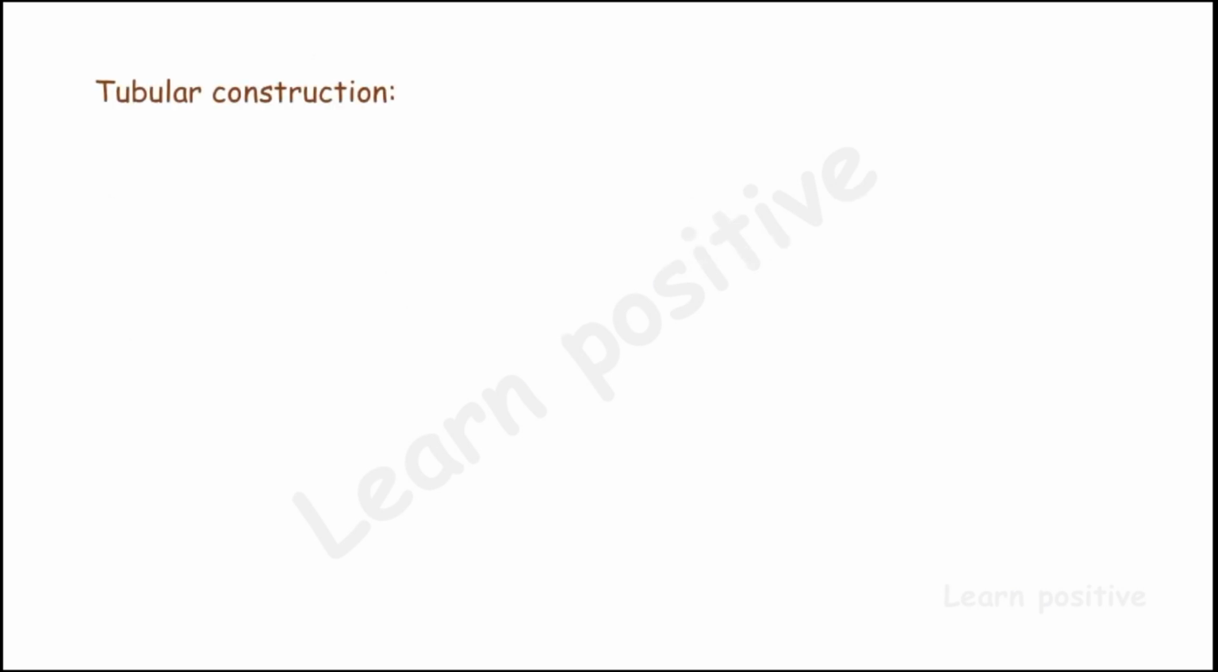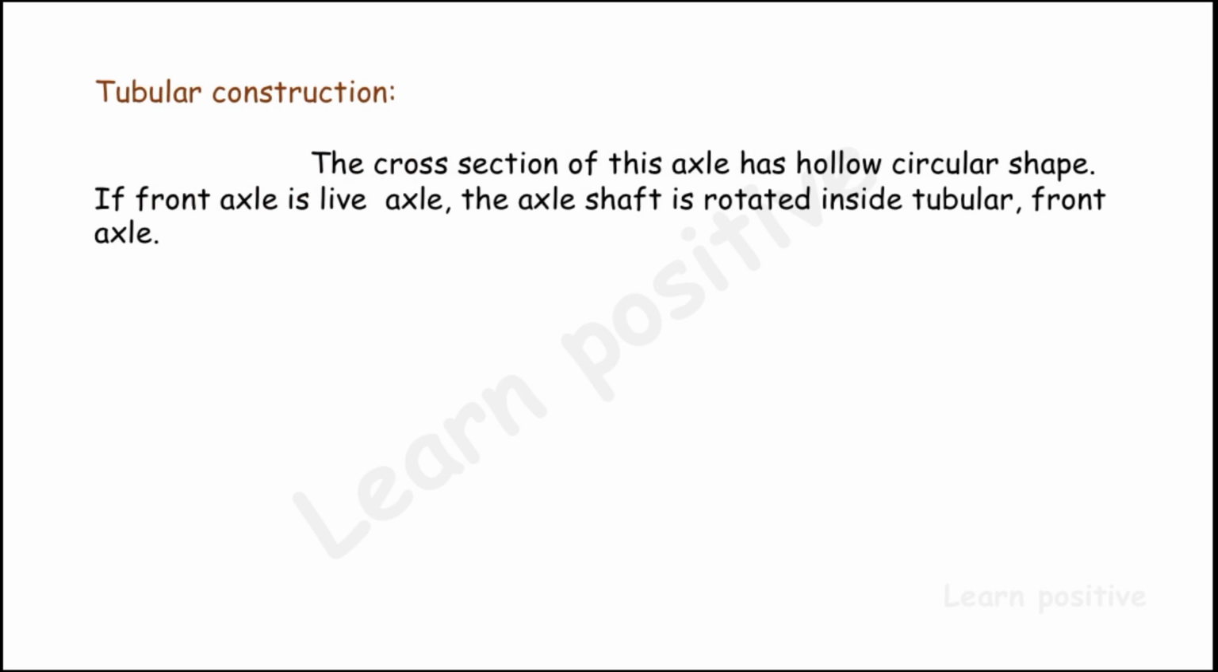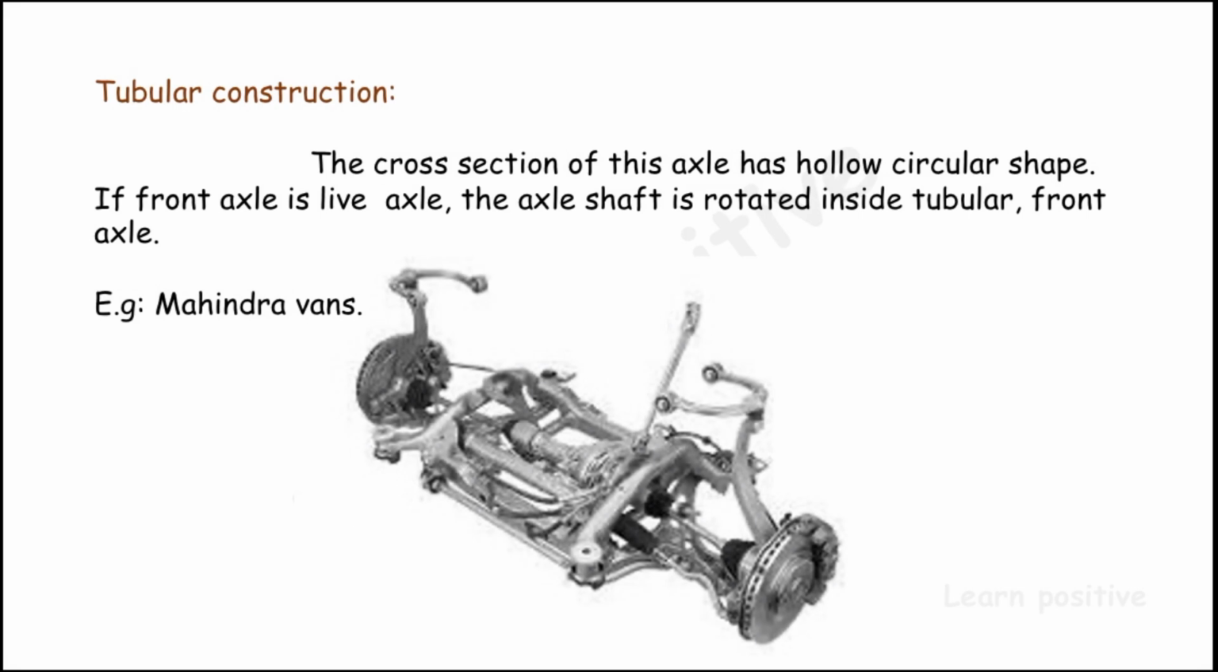Then tubular construction. In tubular construction, the cross section of the axle has a hollow circular shape. If the front axle is a live axle, the axle shaft rotates inside this tubular front axle. It is mostly used in Mahindra vans. You can see the image. It has hollow circular tube sections, and inside that circular tube we have a rotating shaft to give the power from the engine to the wheels.